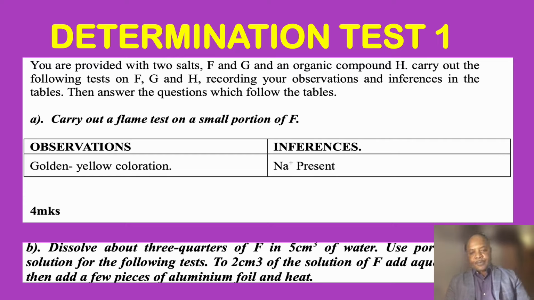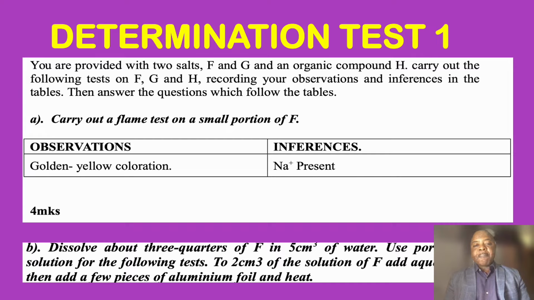Under determination test 1, this is a past question. You are provided with 2 salts, F and G, and an organic compound H. Carry out the following test on F, G, and H, recording your observations and inferences in the table. Then answer the questions which follow the table. A. Carry out a flame test on a small portion of F.